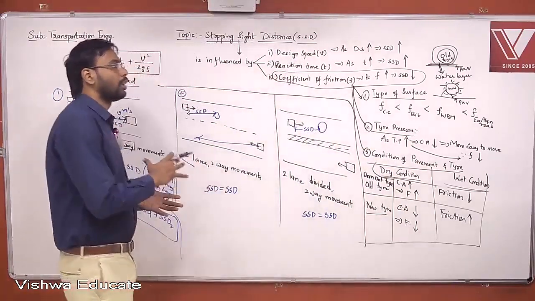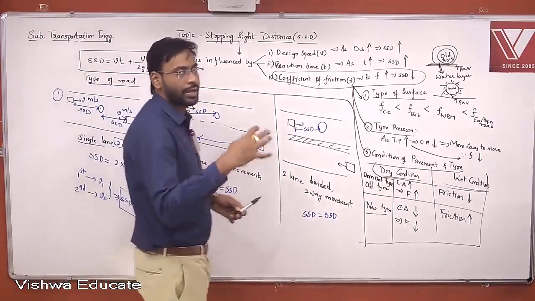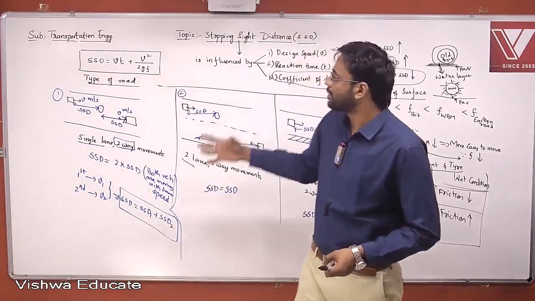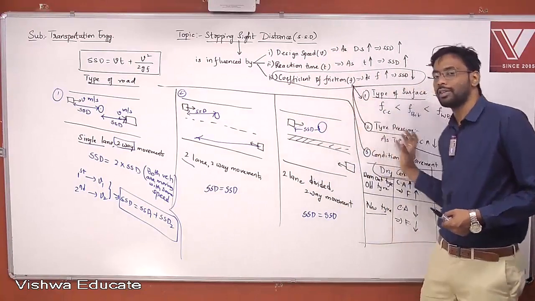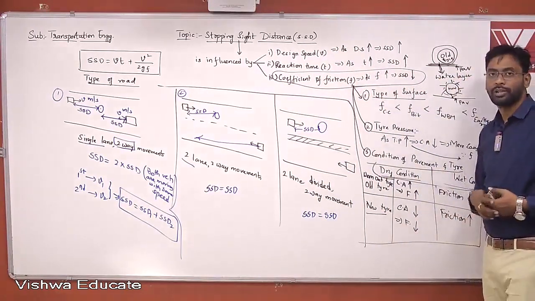So these are the various cases in stopping sight distance. That is, cases related to braking efficiency, cases related to gradient, and cases related to type of road, and the various factors which are influencing this stopping sight distance, right? So we can note it down for 2 minutes.